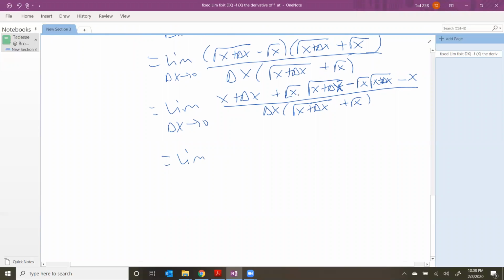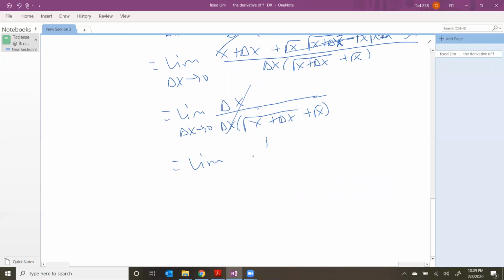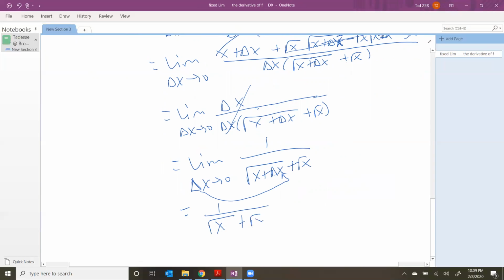All right, now you can see that these two terms cancel out, the x cancels out. So what's left? Delta x in the numerator, over delta x times radical of x plus delta x plus radical x, as delta x goes to 0. Now delta x also cancels out. So the limit of 1 over radical of x plus delta x plus radical x as delta x goes to 0. Now I can evaluate. If you plug in delta x to be 0, that will give me 1 over radical x plus radical x. So radical x plus radical x is 2 radical x. So the derivative of radical x becomes 1 over 2 radical x.